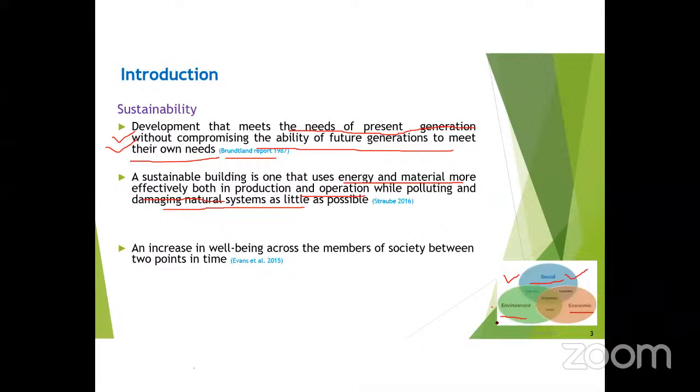Then the environment. Yes, I told you that whenever we construct, we are going to harm the environment. So now how can we reduce the harm? By reducing air pollution, water pollution, soil pollution, and light pollution. Now, you may wonder what light pollution is. Actually, we cannot see the clear sky at night. That is due to light pollution.